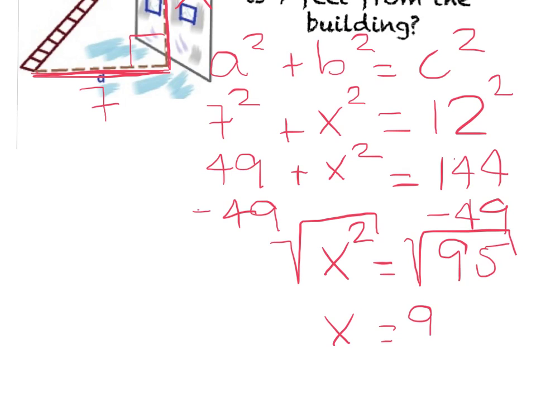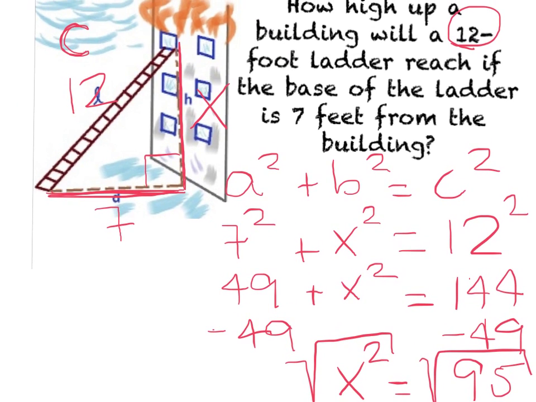I'm going to round it to 9.75, and I believe my label was feet. So I'm going to label it as 9.75 feet. So that tells me that if I had a 12-foot ladder and I positioned the base of the ladder 7 feet from a building, I could reach at most 9.75 feet up the side of the building.